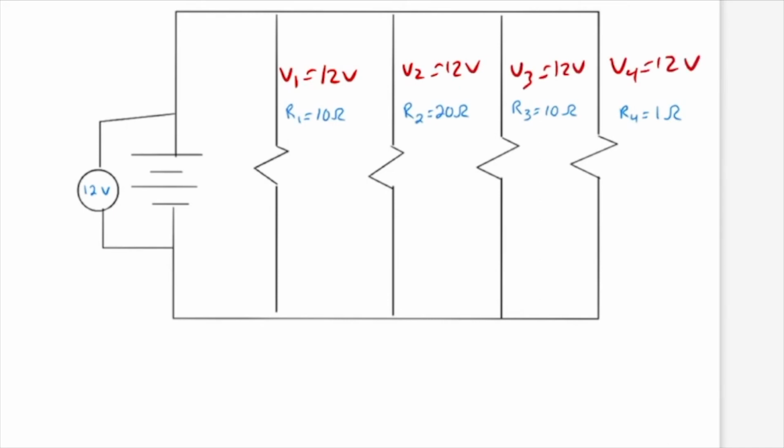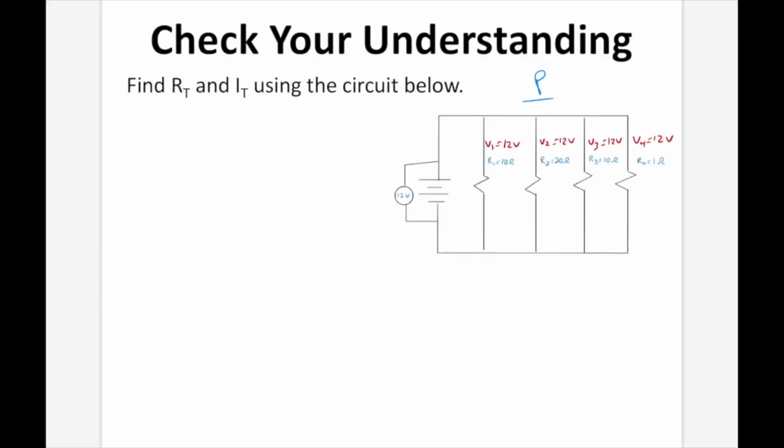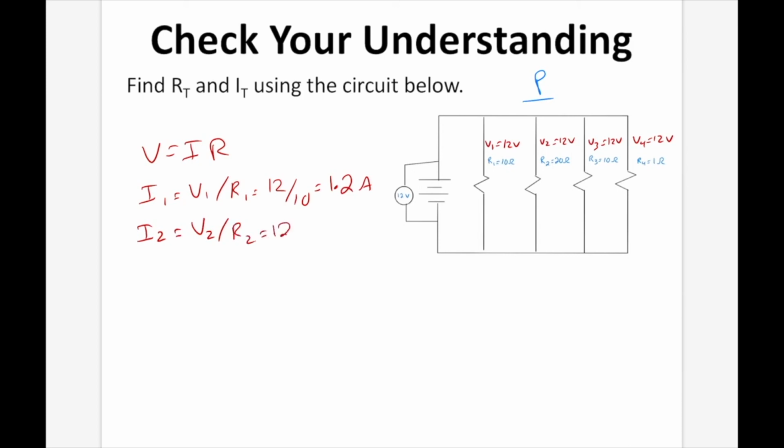Now we can figure out most of the rest just by taking our formula V equals IR. To find I1, we take V1 divided by R1, which is 12 divided by 10, equal to 1.2 amps. I2 is V2 divided by R2. V2 is 12, R2 is 20. 12 divided by 20 is equal to 0.6 amps.